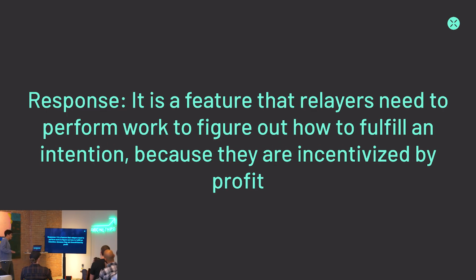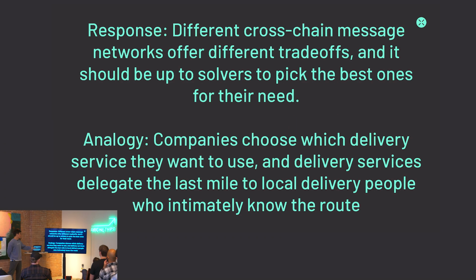So it's a feature that relayers need to perform work to figure out how to fulfill an intention, because they're incentivized by profit. Relayers are sophisticated actors. They're willing to get paid. And the analogy here is that companies choose which delivery service is best for their delivery needs. For example, FedEx, UPS, DHL, depending on where you're trying to send the message, they offer a different feature set. And ultimately, it's up to companies and not users to figure out which delivery service they want to use. So similarly, different cross-chain message networks offer very different trade-offs. Hyperlane versus LayerZero, they offer a different set of sacrifices for users to take on. And this should ultimately be decided by the DApp and the solver.